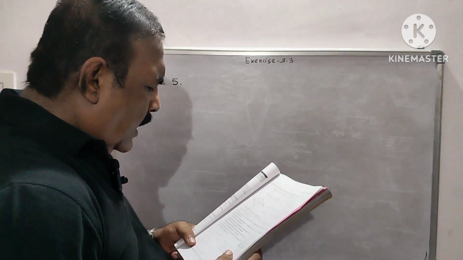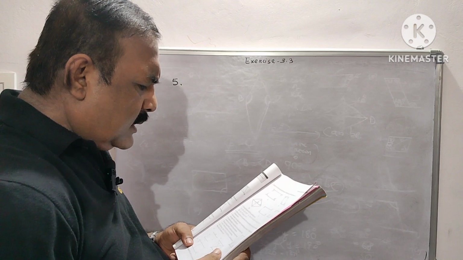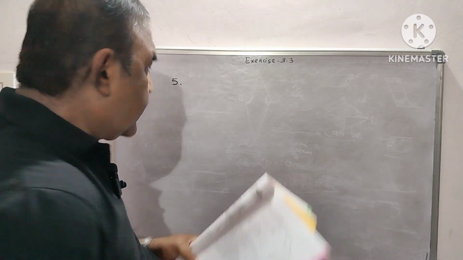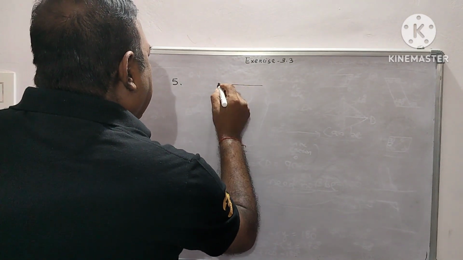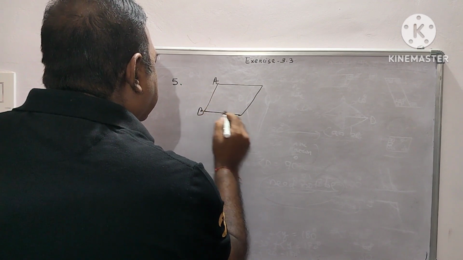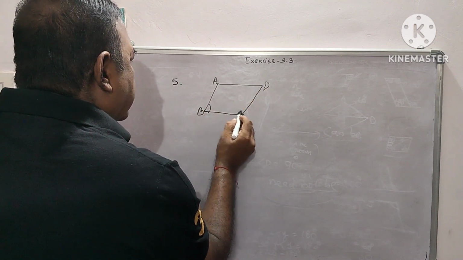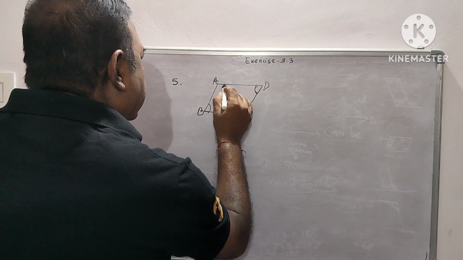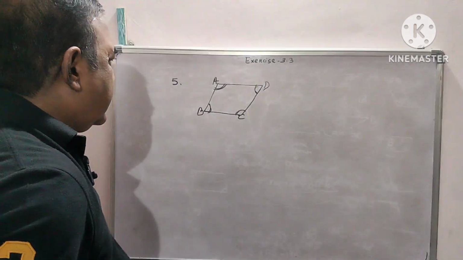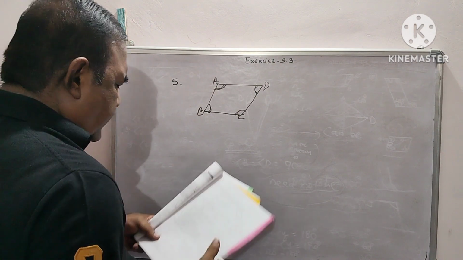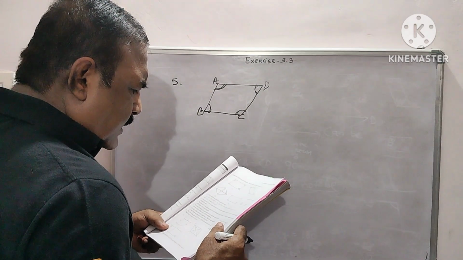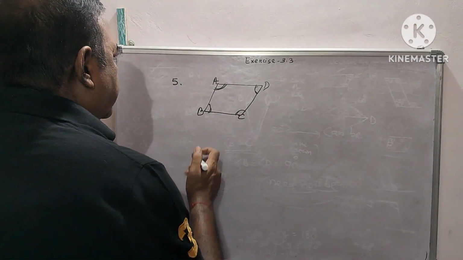In question number 5, what has been given is that the measures of two adjacent angles of a parallelogram are in the ratio 3:2. Find the measure of each of the angles of the parallelogram. You see, adjacent angles, already you know: either this one with this one, or this one with this one. Any two you take are a pair of adjacent angles. So any two you take, the ratio of the two adjacent angles is 3:2.